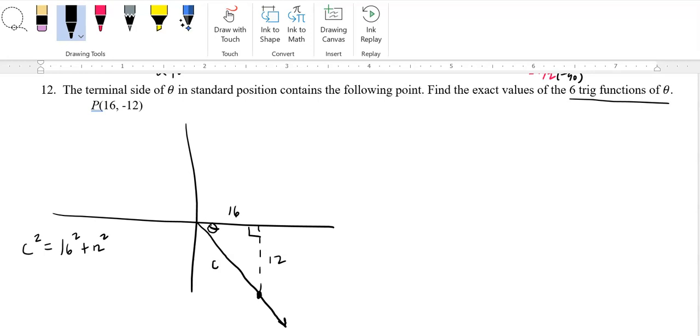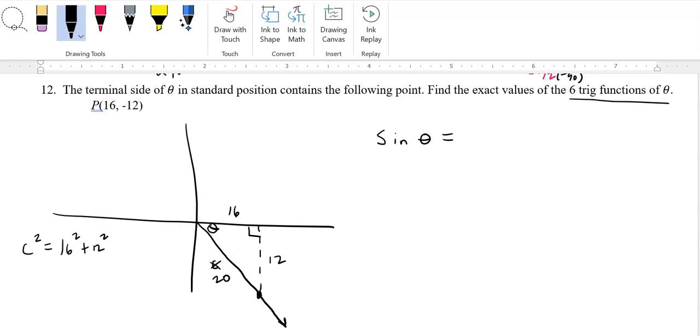All right, so let's see, 16 squared plus 12 squared. That's 400, and the square root of 400, of course, is 20. So that's our hypotenuse. All right, so let's run through each of our trig functions of theta.